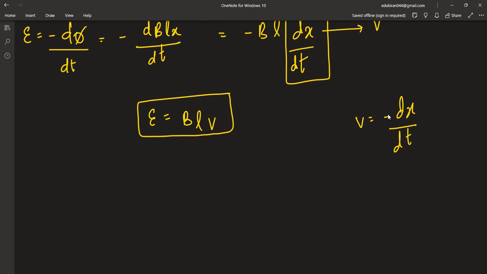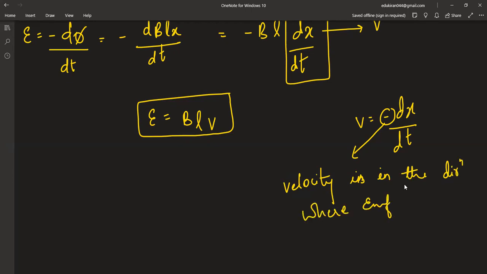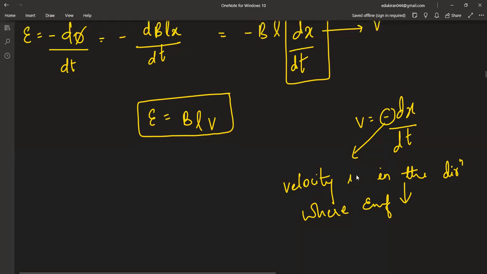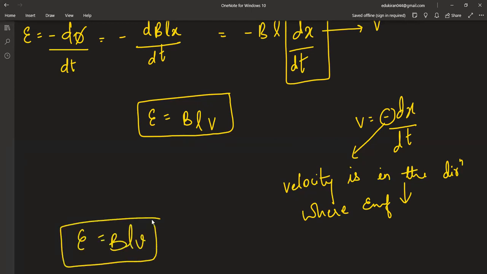So, why are we writing minus sign? Why are we getting minus sign in our calculation? Because this tells you that velocity is in the direction where the flux decreases. Wherever it is decreasing, there is the direction of velocity. That's why we have this minus sign. All right, so E is equal to BLV. This is the main formula.